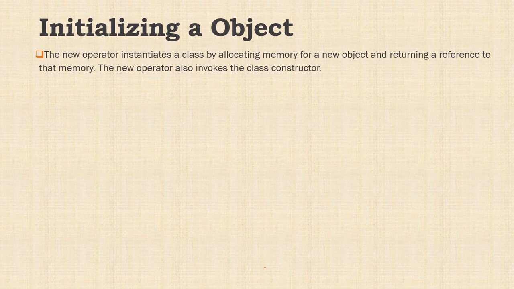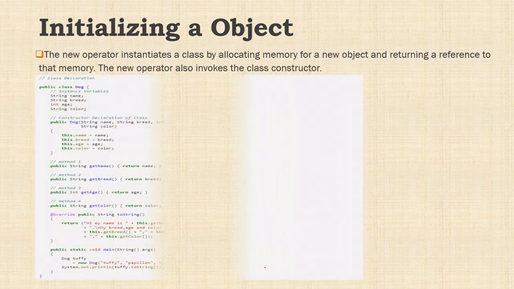So with the help of the new keyword, it creates memory inside the heap memory. For all the instances, memory will be created inside heap memory. The new operator also invokes the class constructor. So how can you create the class and how can we initialize the object? We'll see in this example.